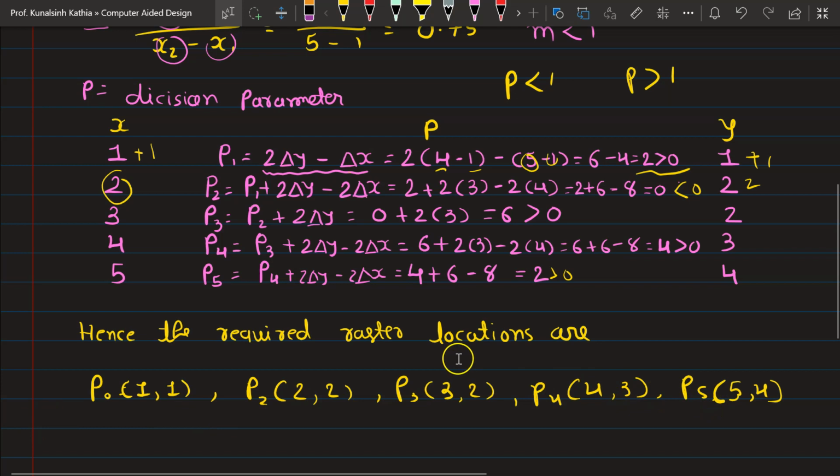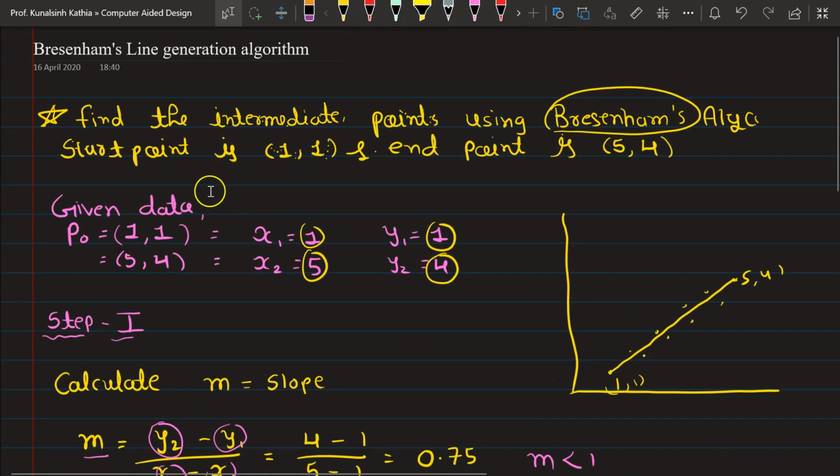Just remember, if a positive value comes, then the equation will be P1 plus 2 delta y minus 2 delta x. If the value comes negative, then P2 plus 2 delta y. These two equations are the base core part of Bresenham's algorithm. If you understand them, then it will be very easy. So I suggest that you retry this numerical using other values and practice again and again.